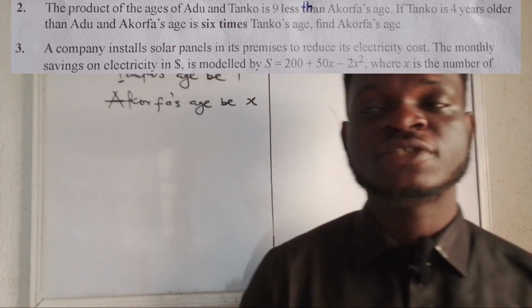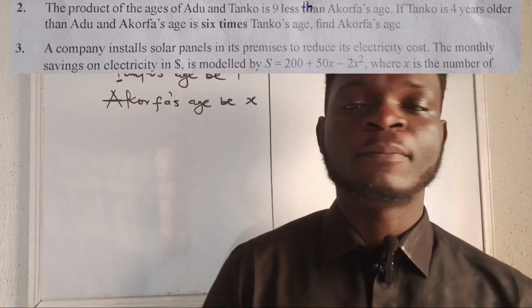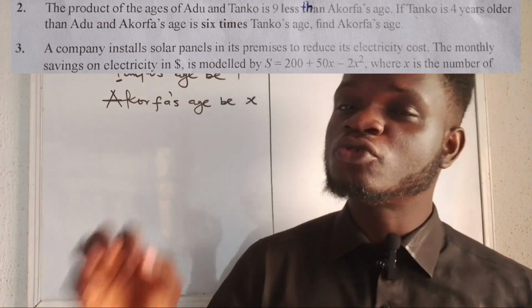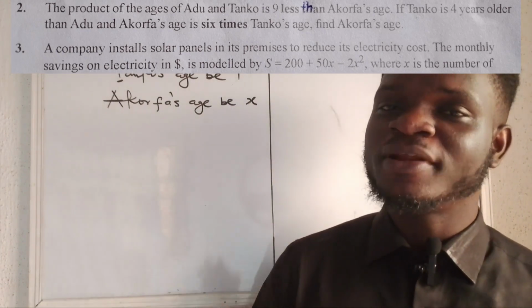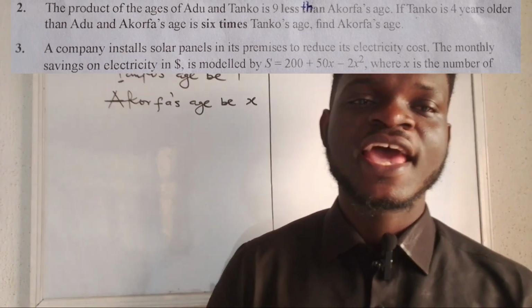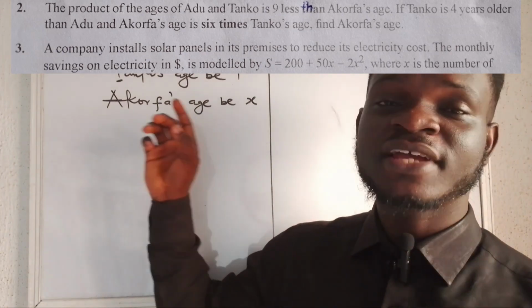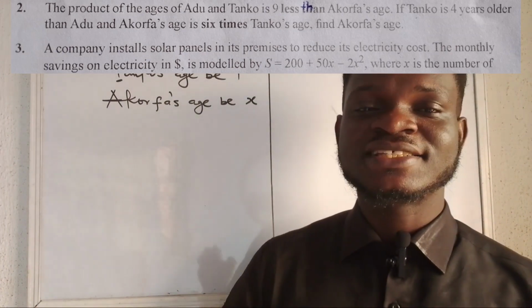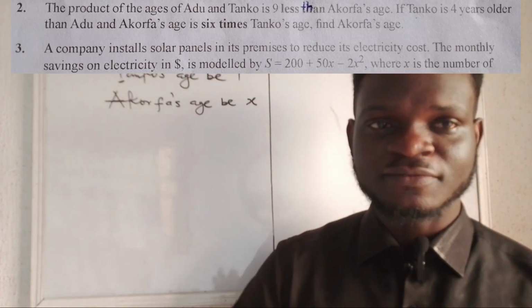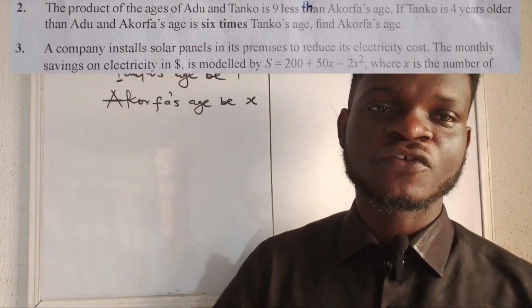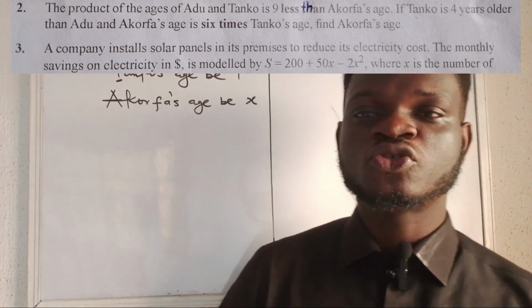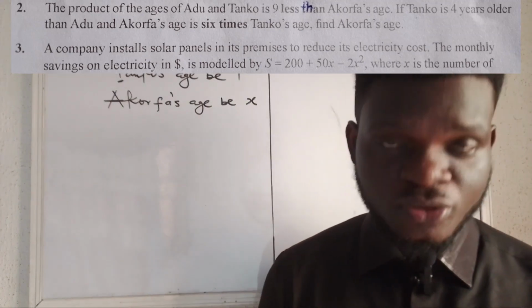Now, the question says the product of the ages of Adu and Tanko is 9 less than Akofa's. One thing you must note is punctuation when you are solving worded problems. Punctuation matters a lot. Punctuation, like a full stop, particularly tells you something is complete. Whenever you see a full stop in worded problems, it tells you that that is a complete equation of its own, a complete assertion of its own, that you can use to provide a solution.